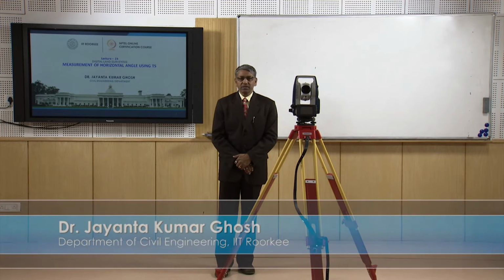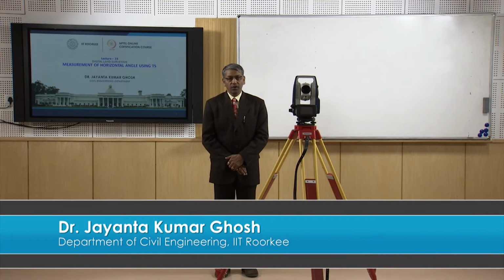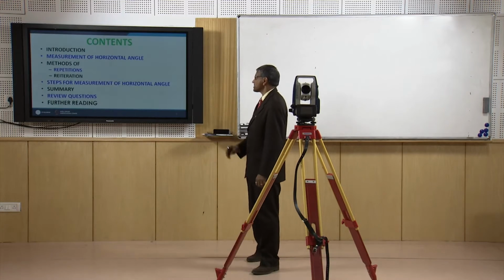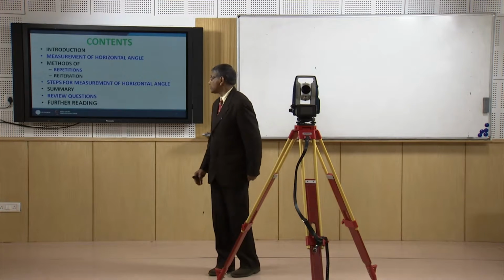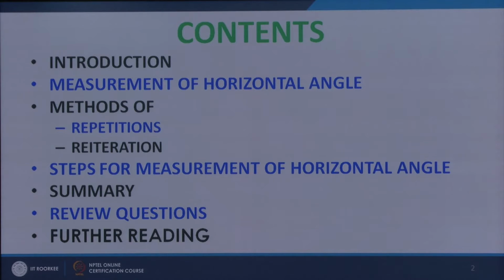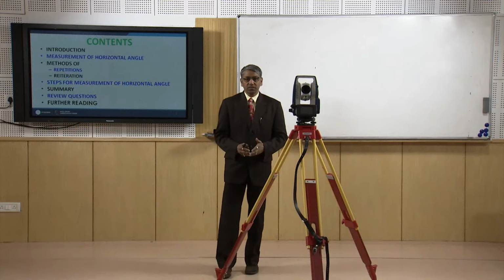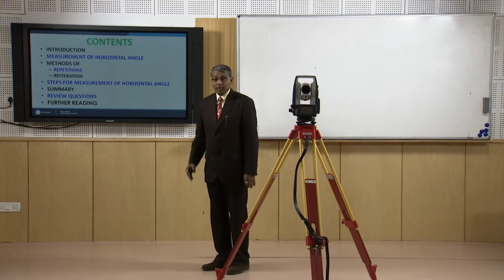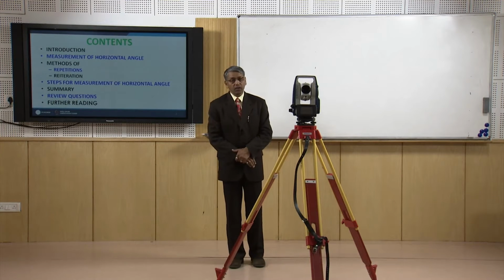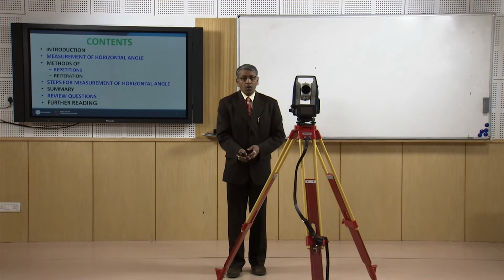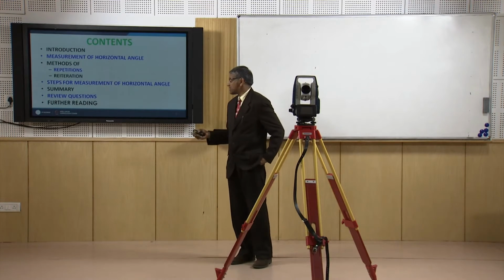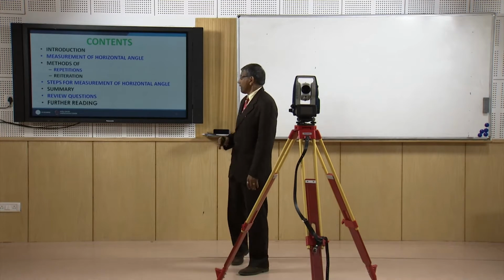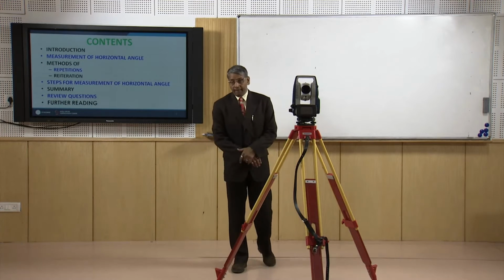In today's lecture I will discuss how to measure horizontal angle using total station, and this lecture will be discussed under the following heads. First I will introduce the measurement of horizontal angle, how a total station provides us the horizontal angle. Then I will tell you the different methods that we make use of to measure the horizontal angle. One is the method of repetition, another is iteration. I will discuss that, followed by a demonstration for each method.